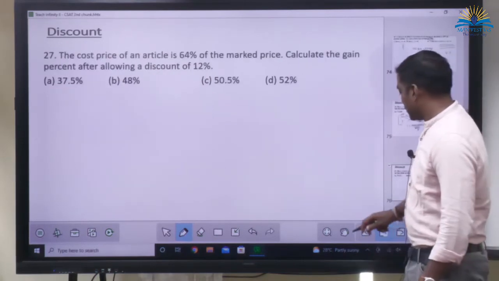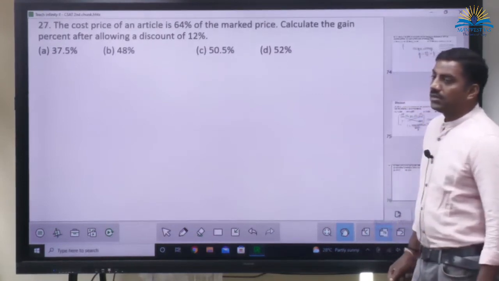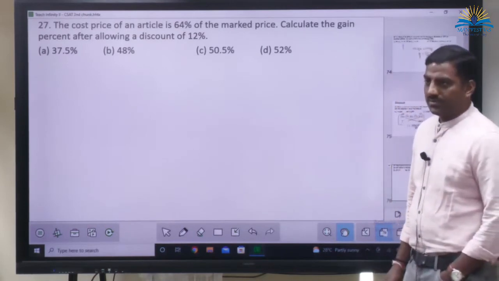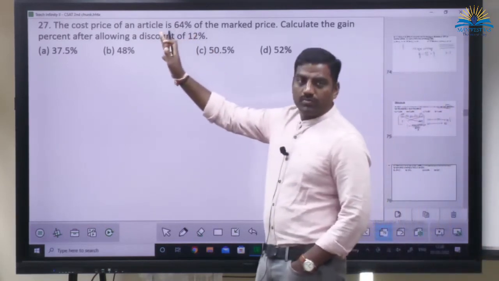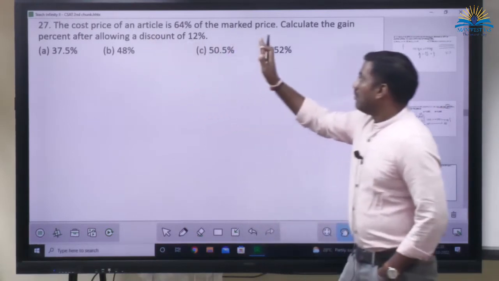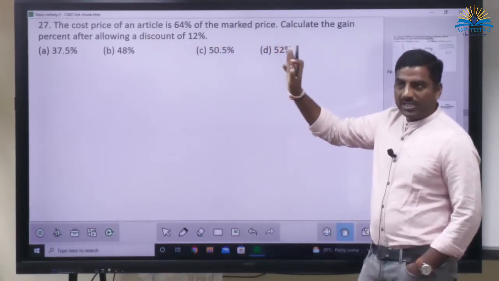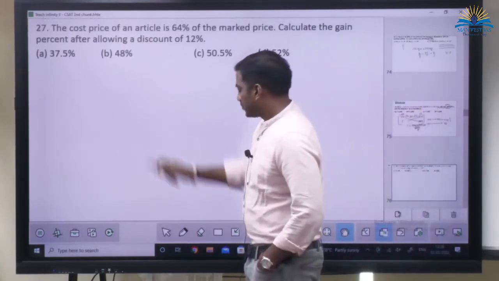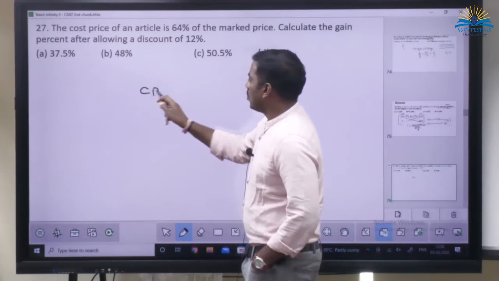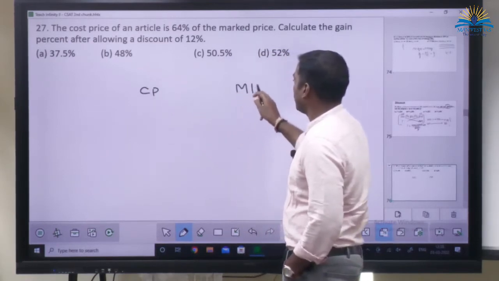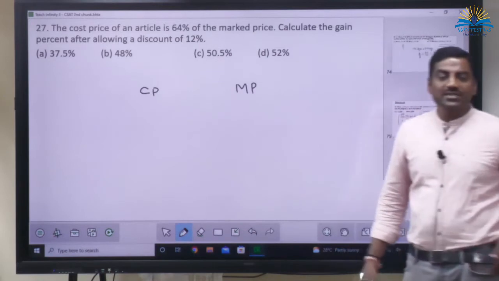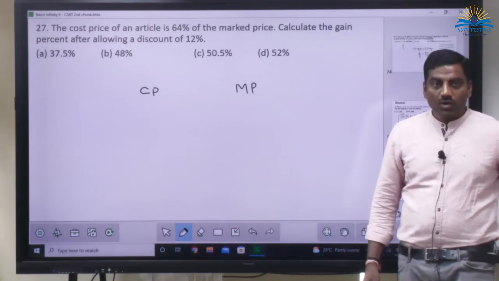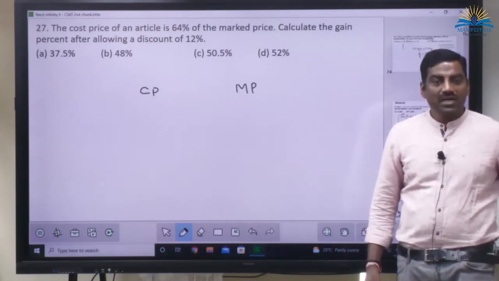Next. This is a very good question. The cost price of an article is 64% of the market price. Cost price, do you know? Market price, do you know? CP is also not known. MP is also not known. But who is expressed in terms of whom? Cost price is expressed in terms of market price.